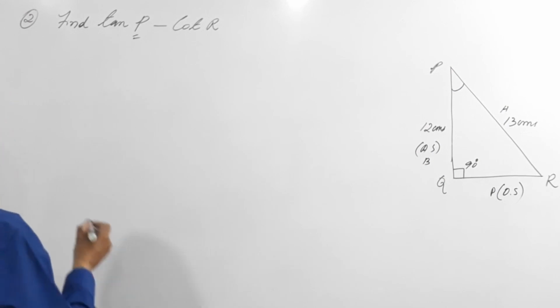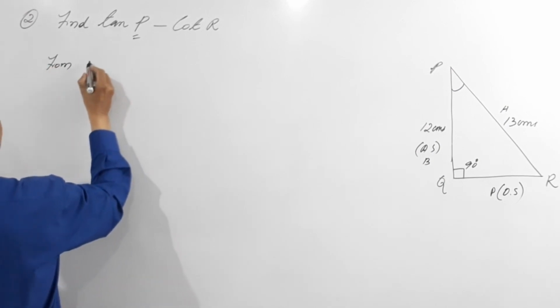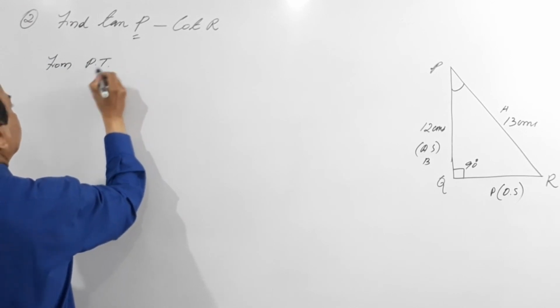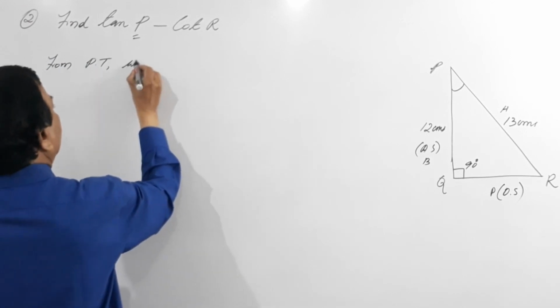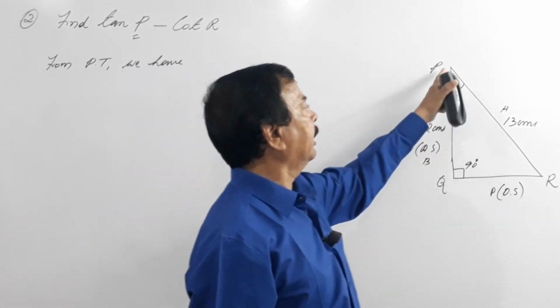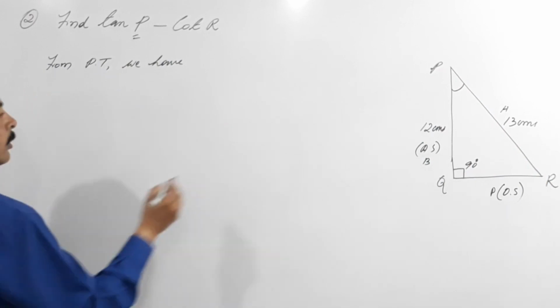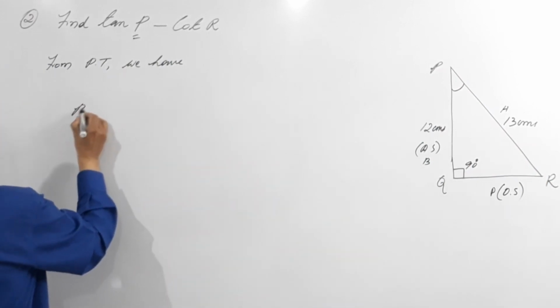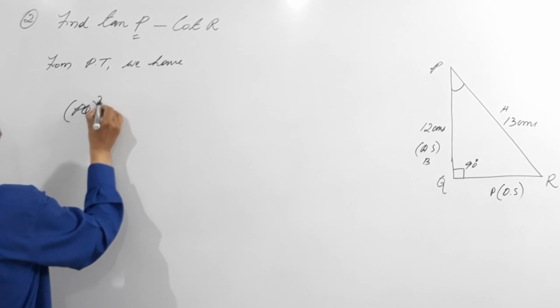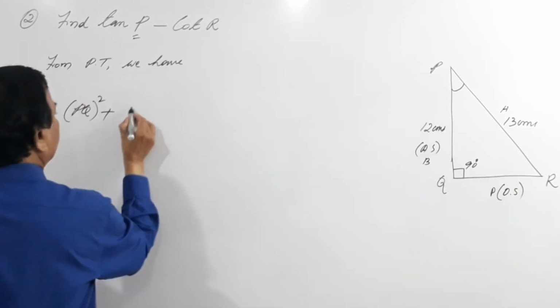So now from Pythagoras theorem we have, so right angle triangle, this is a hypotenuse. So PQR, that is PQ square plus QR square.